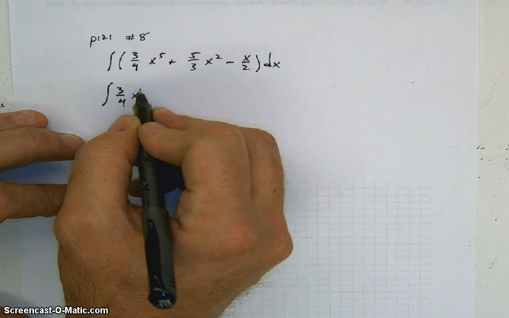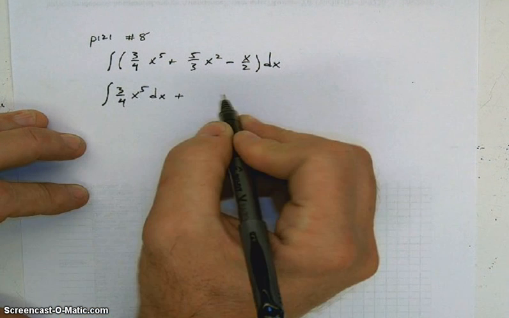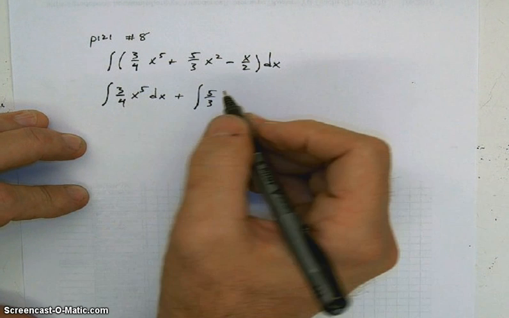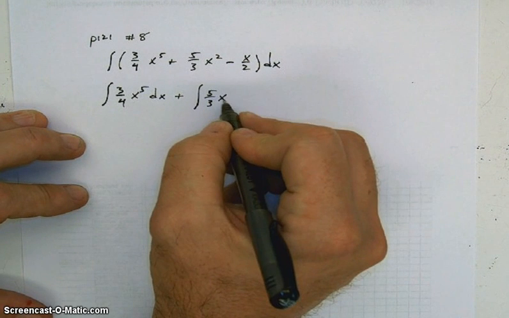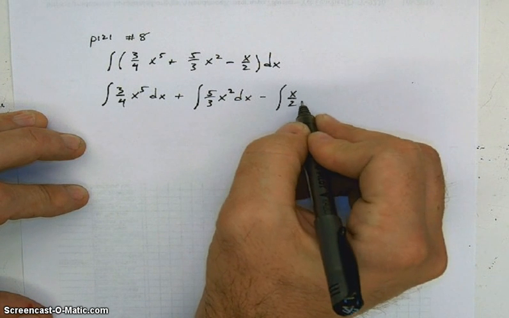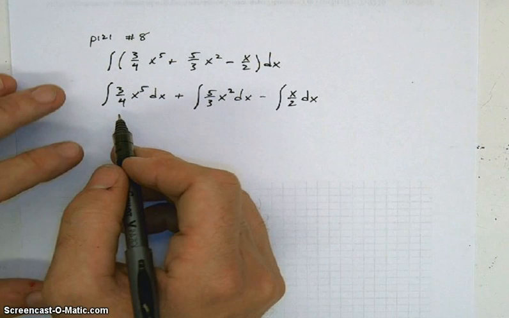The integral of 3/4 x to the 5th dx, plus the integral of 5/3 x squared dx, minus the integral of x over 2 dx. Now we can work on each integral separately.